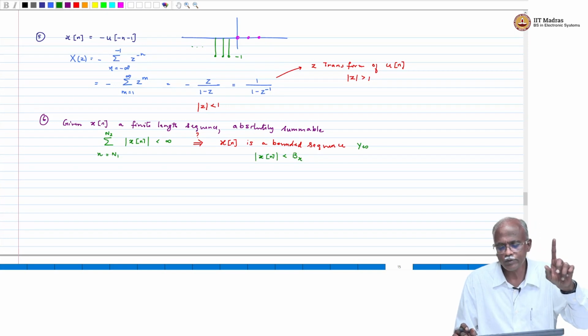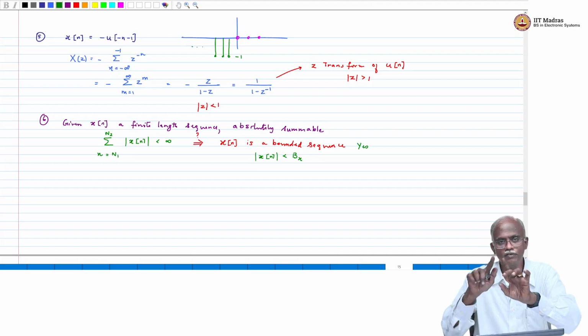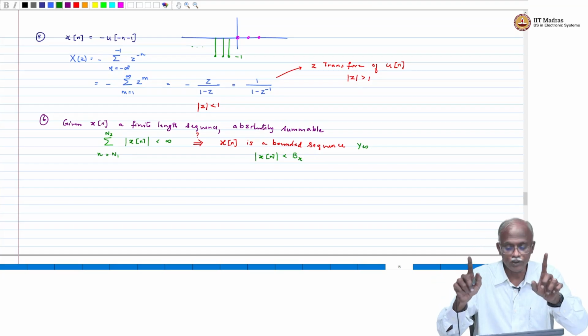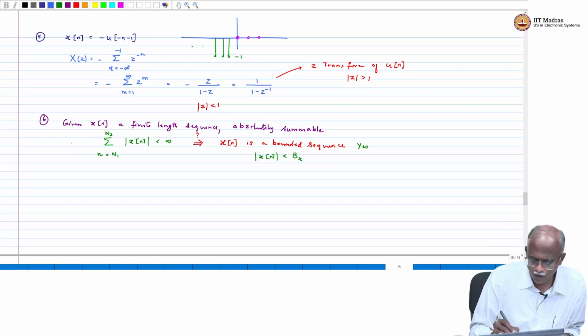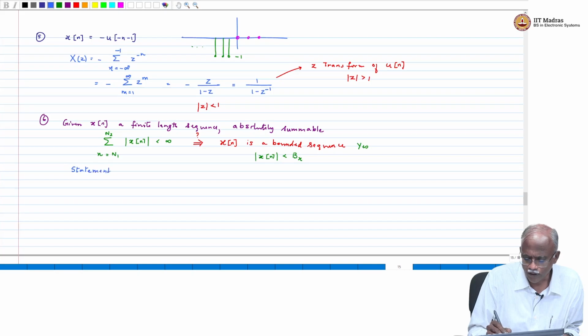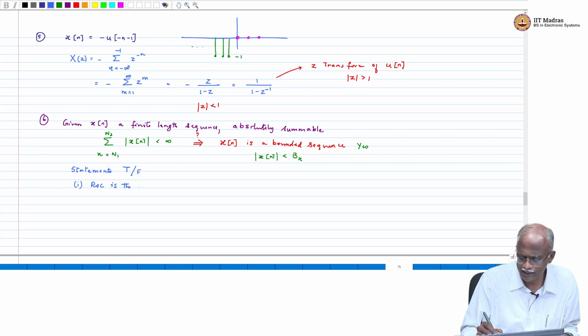Okay, so given that a finite length sequence is absolutely summable, the first thing that you will be able to state with confidence is that it is a bounded sequence. Okay, now based on this, tell me if the following statements are true or false. True or false? Okay, the first one, the ROC of x of z is the entire z plane. True or false?